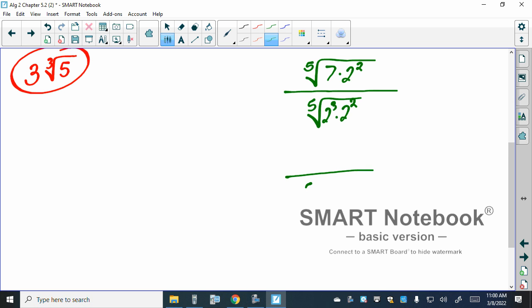Now the denominator is the fifth root of, well, 2 to the fifth, because we would add the exponents together whenever we're multiplying like bases. And I mean, that's what we expected. That's why we're doing this. We needed the denominator to be the fifth root of 2 to the fifth. Yes?